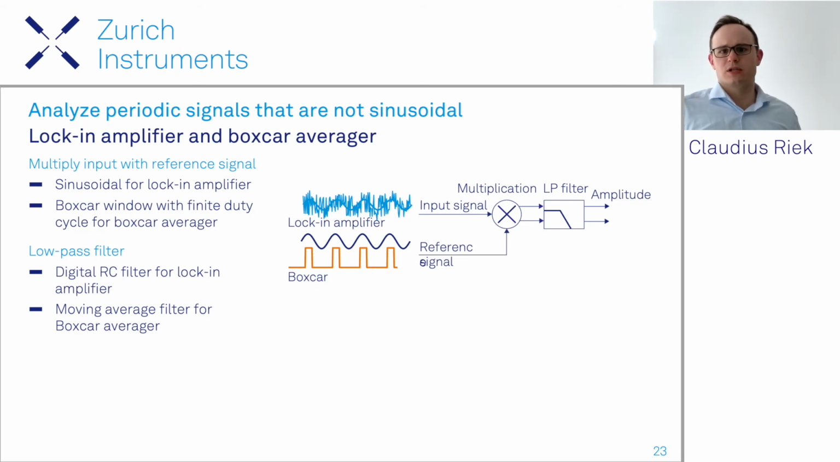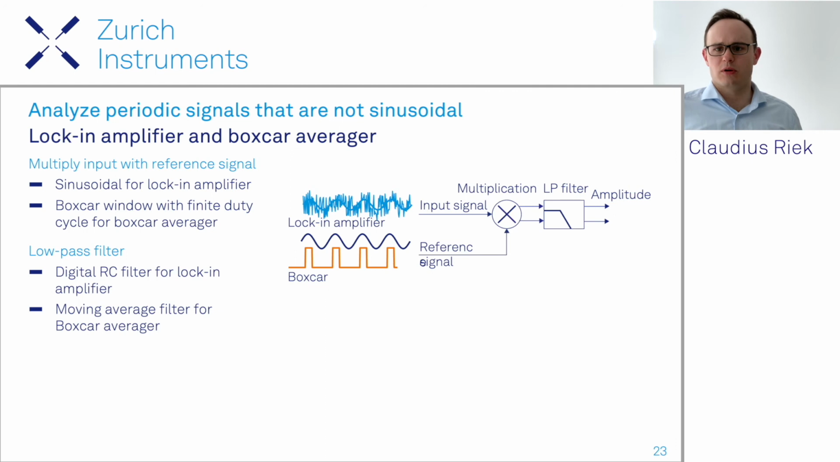The boxcar averager does something very similar to a lock-in amplifier, where a lock-in amplifier takes a sinusoidal reference signal and multiplies the original signal with it, the boxcar averager takes a window function with a finite duty cycle which we can define.